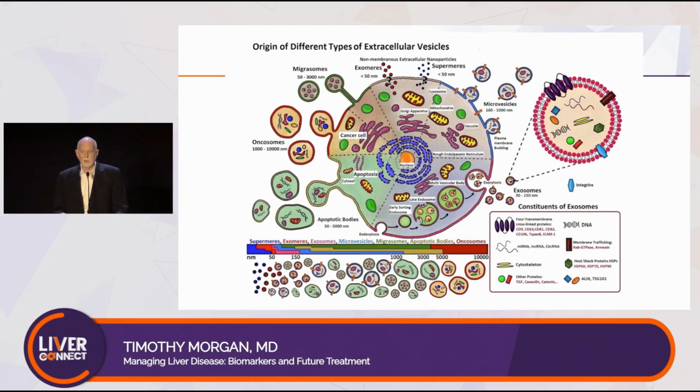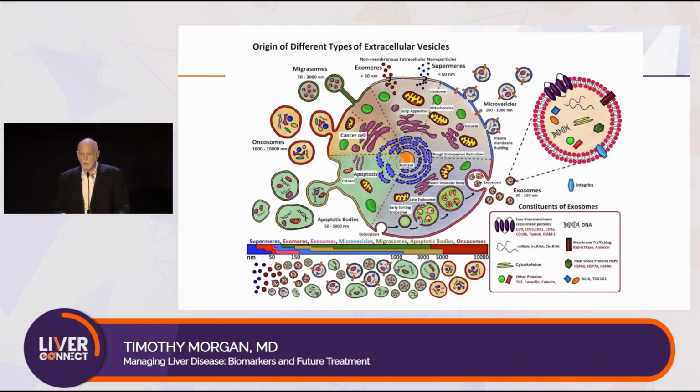It turns out that there are all sorts of little pieces of cells floating around in our blood, that at least I wasn't aware of until less than 10 years ago. And in this cartoon, you can see that different types of extracellular vesicles are thrown out by cells. And if you look at the bottom, you can see they range in size from very small to somewhat larger.